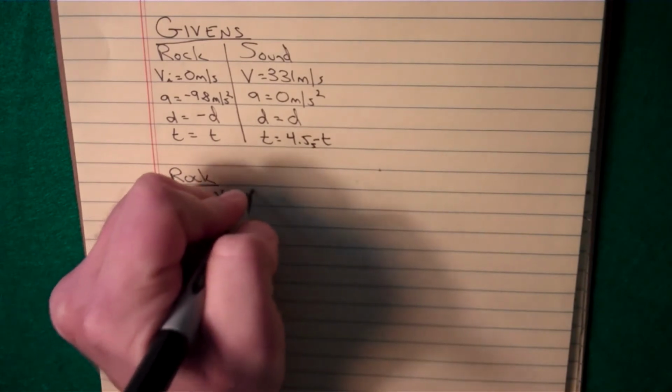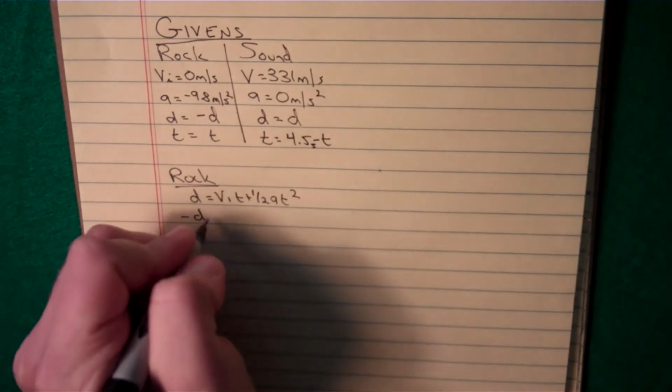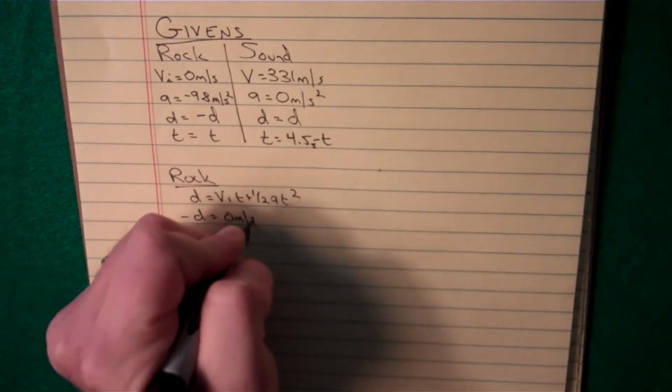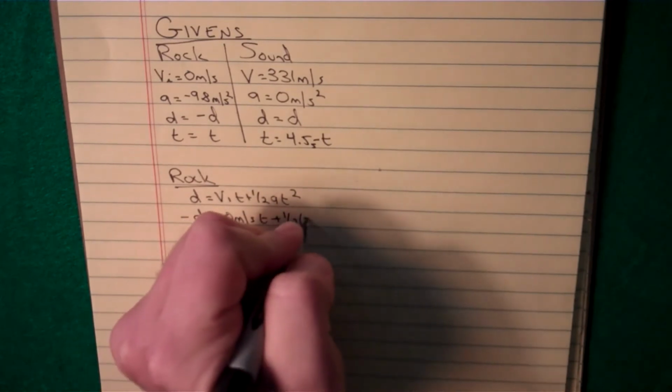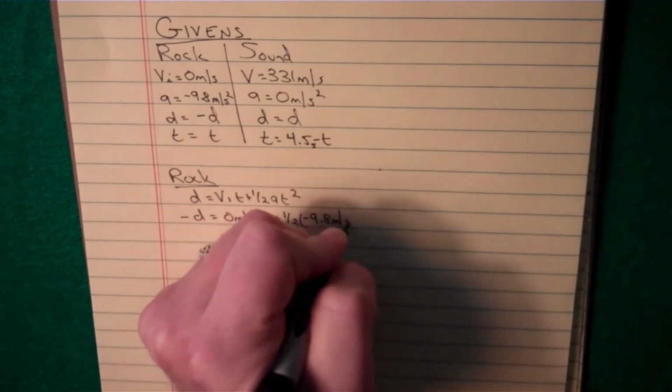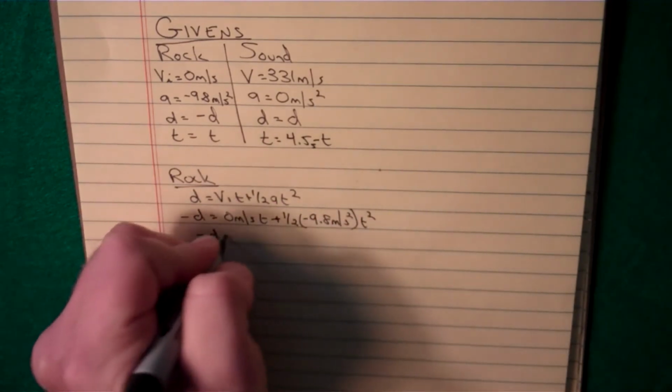At this point, we start subbing the givens into the equation for each variable. The rock will use d equals v_i t plus 1/2 a t squared. Don't forget to use the negative sign for the displacement. That will make sure the quadratic equation will ultimately have the correct terms.